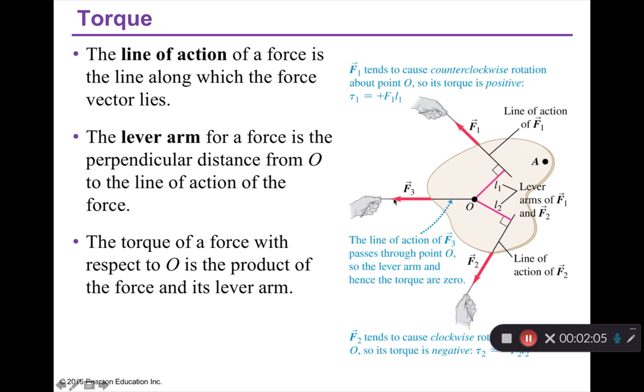F3 wouldn't make us rotate at all because our lever arm and our line of action are parallel to each other, and the cross product of parallel vectors is 0. F3 would cause 0 torque.